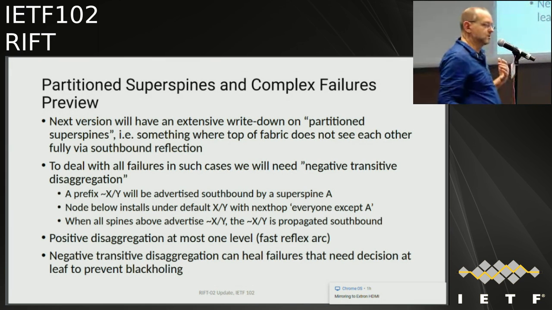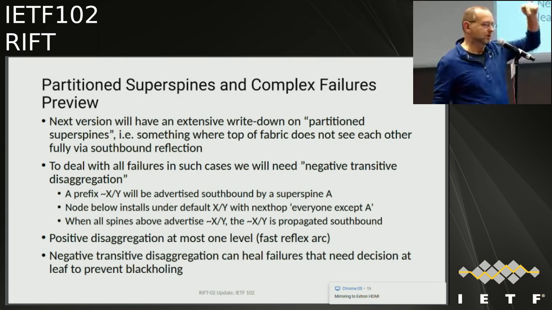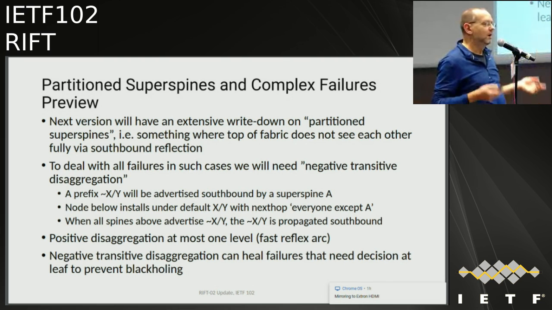So the positive disaggregation stays, because the positive disaggregation is like this very fast reflex arc. It happens immediately a layer above you and never goes more than a layer down. And it fixes one-level breakages. But there are multi-link weird breakages when you run multi-plane designs where you black hole. The positive is not enough, and for that we need the transitive negative, which we'll introduce.